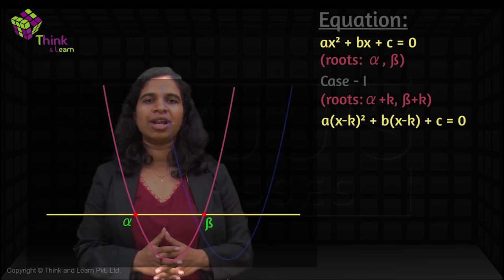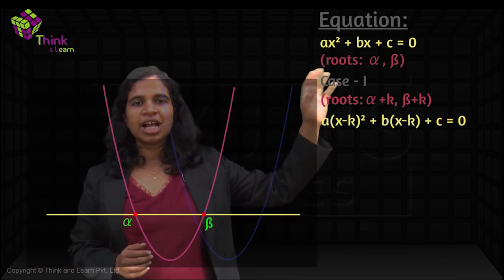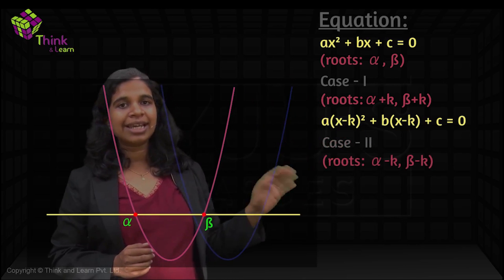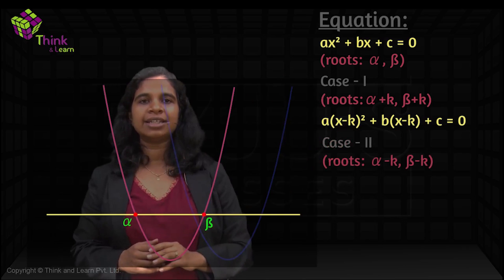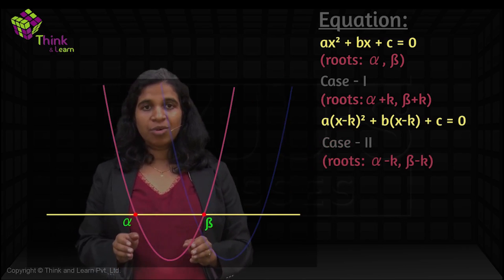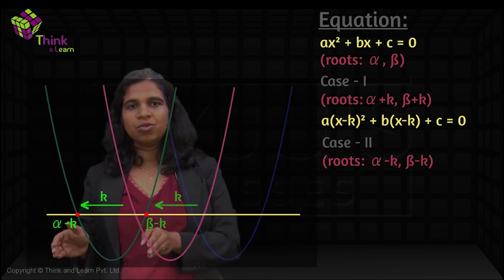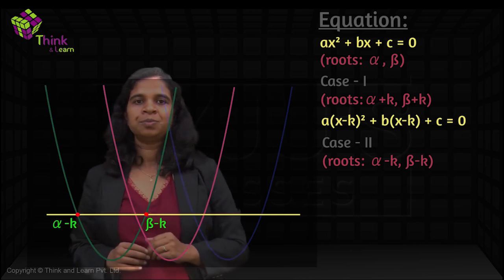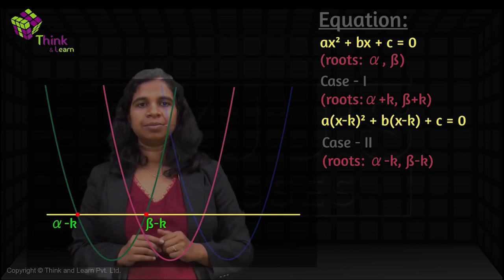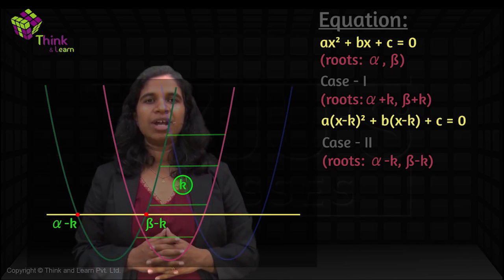You already know how to shift left, right? Same thing now, we'll do the reverse. Instead of having the new roots as alpha plus k and beta plus k, now we are going to have the new roots as alpha minus k and beta minus k. That is our second case. So what are we doing? Alpha minus k means alpha was here, I subtract k so it moves here. Beta was here, I subtract k, it moves here. So this is my new equation. All I've done is moved my entire graph left by k, right? Every point, you see, the x has just moved left by k.